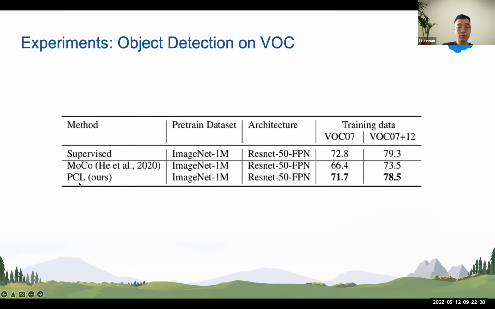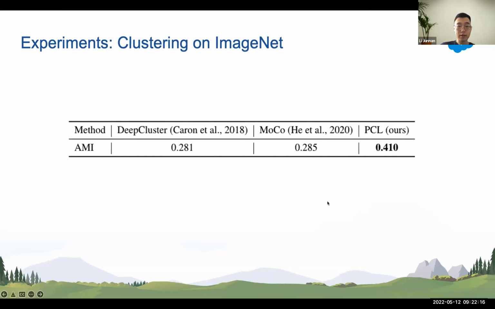Again, we will fine-tune the pre-trained model on the VOC detection dataset, where we can again get better performance. And lastly, because we introduced this class string objective during training, we can directly compare the quality of the clusters with respect to some previous method. And this AMI is basically a metric that measures how good the clusters are.